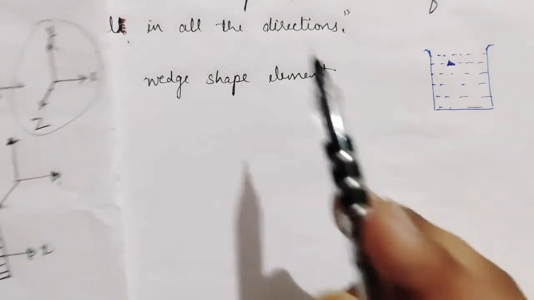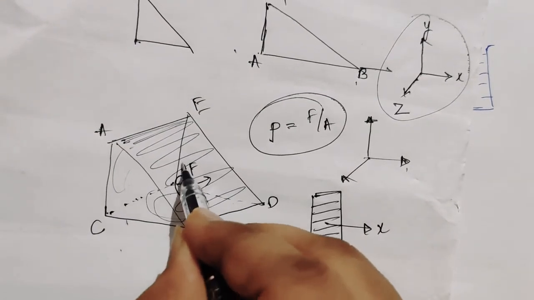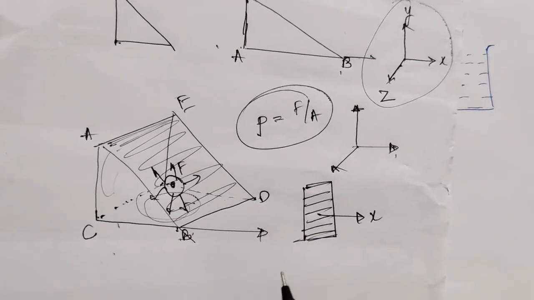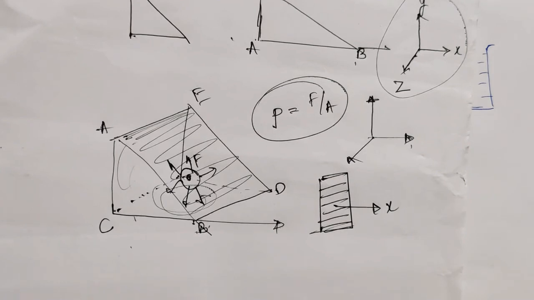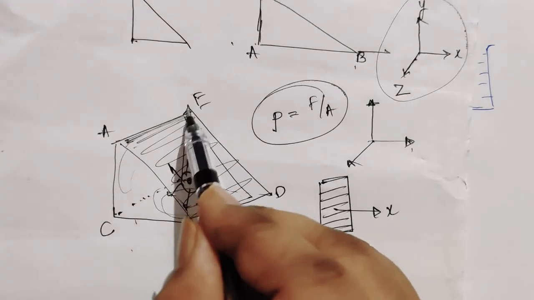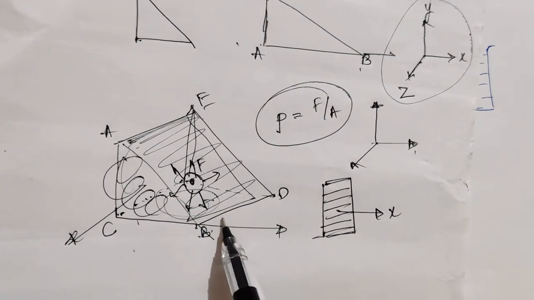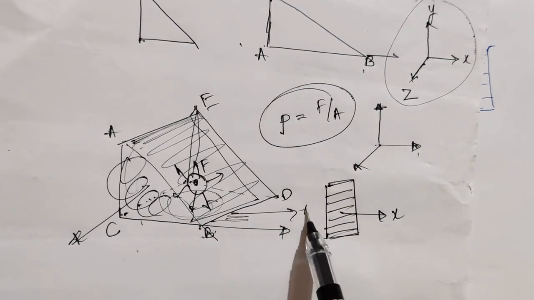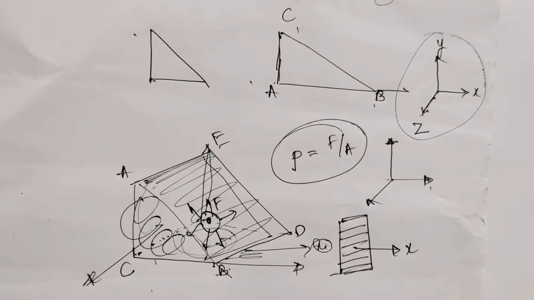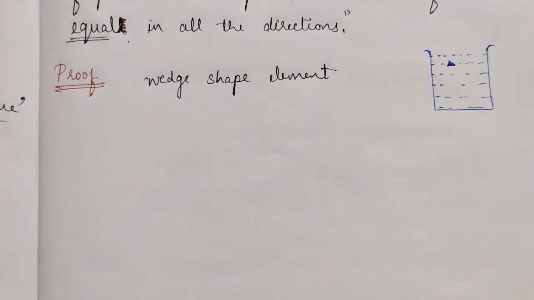the pressure at a point in a static fluid, is equal. This pressure, the force per area, should be equal in all the directions. So this is my motto. That's why in the wedge I will get all three faces: this face is in the y direction, this face is in the z direction, and another face here is directly in the x direction. So I am considering the wedge shape.